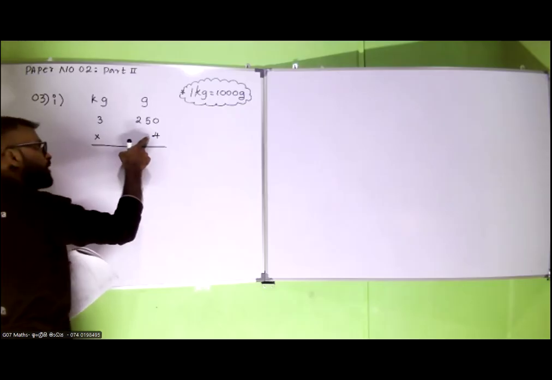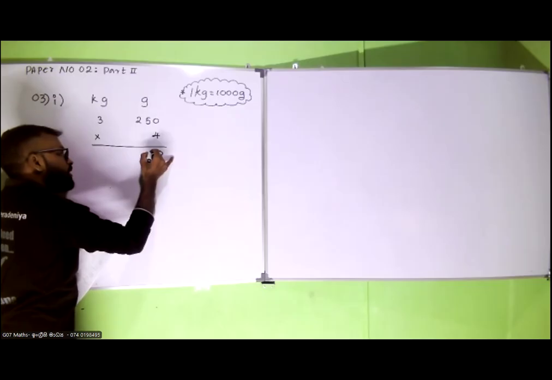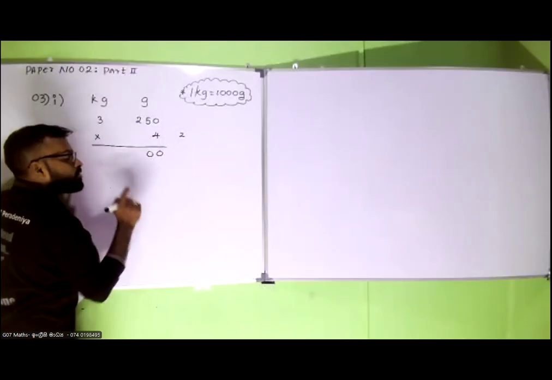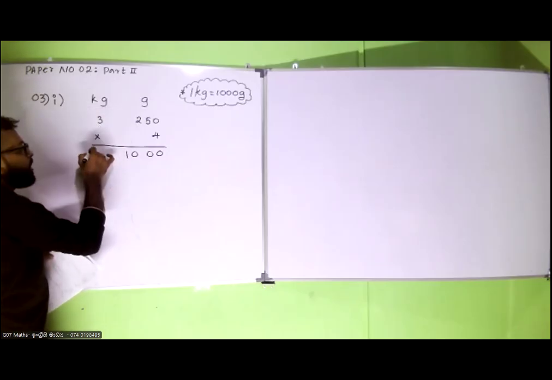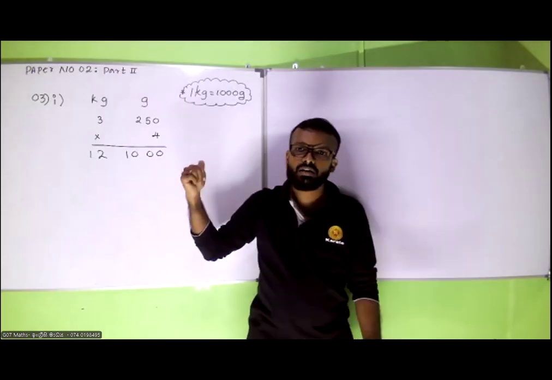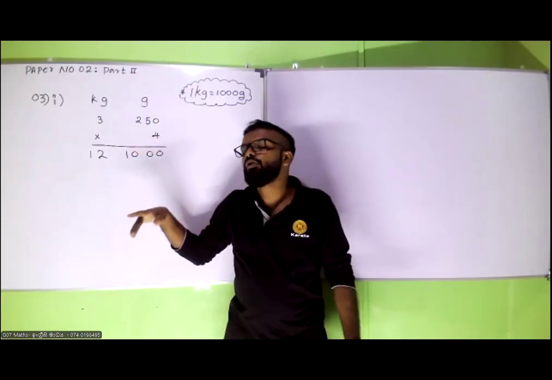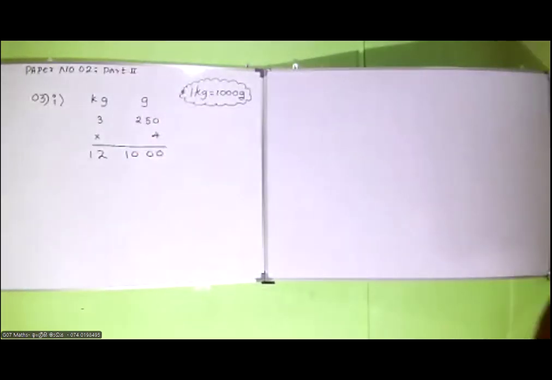So you know how to multiply by 4. 4 times 0, 0. 4 times 5, 20. Remainder is 2. 4 times 2, 8. 8 plus 2, 10. Okay. Very easy anyway. 4 times 3, 12. Alright. Is this correct? Very easy anyway, multiply by 4. Is this correct?